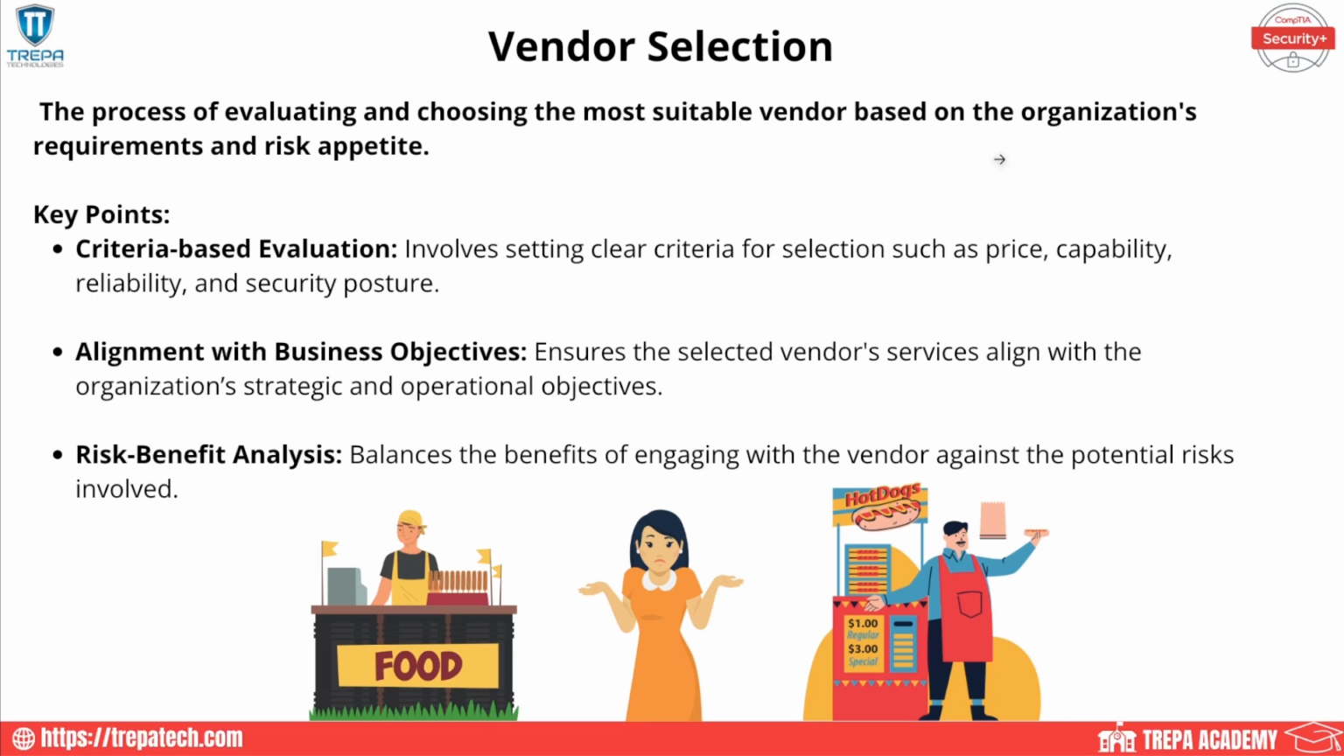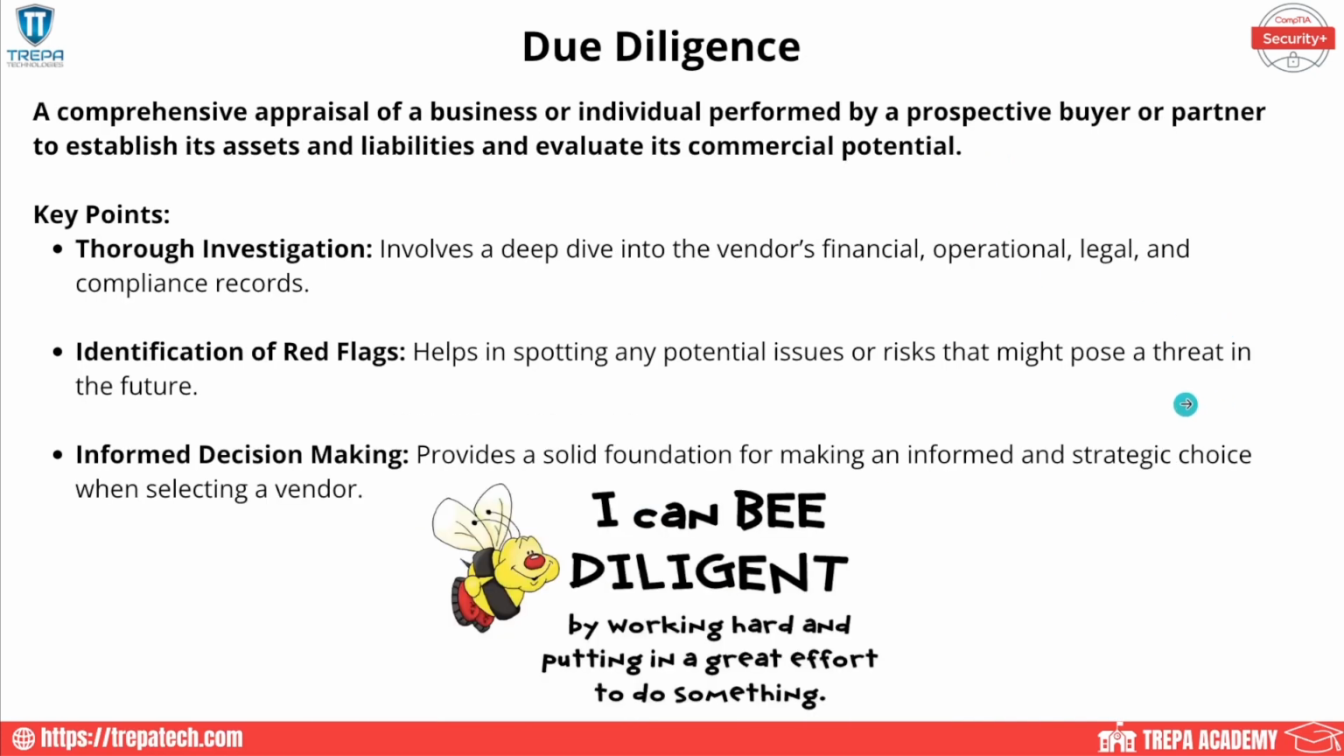So something that we're going to want to do is a risk-benefit analysis. This is going to balance the benefits of engaging with the vendor against the potential risk involved. Due diligence. So this is going to be a comprehensive appraisal of a business or individual performed by a prospective buyer or partner to establish its assets and liabilities and evaluate its commercial potential. So due diligence. This involves a deep dive into the vendor's financial, operational, legal, and compliance records.